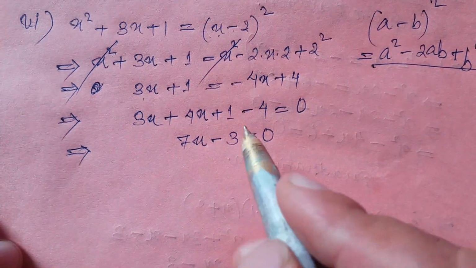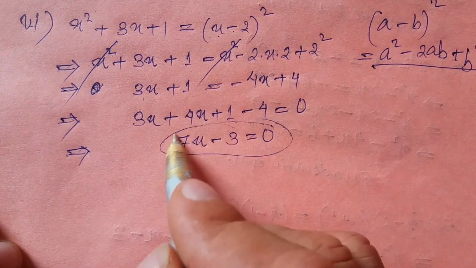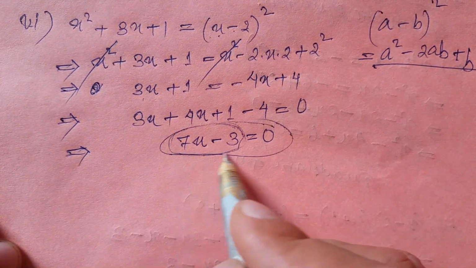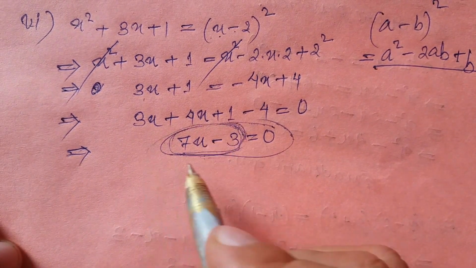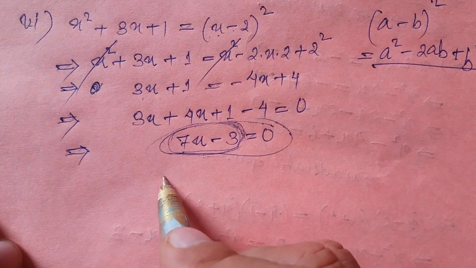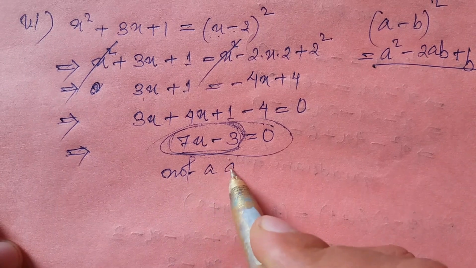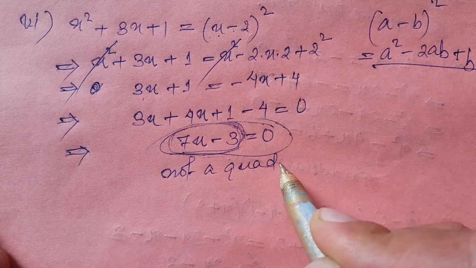Now this is not a quadratic equation, because this left hand side expression is a linear polynomial, not a quadratic polynomial. So this is not a quadratic polynomial, hence this equation is not a quadratic equation.